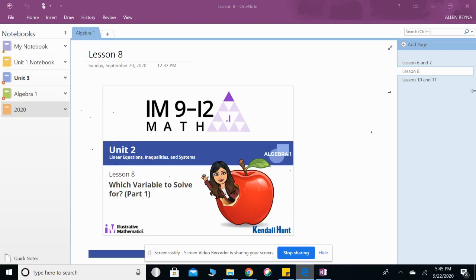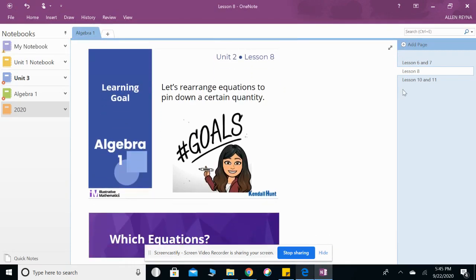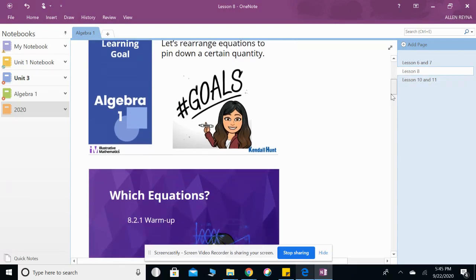All right, lesson 8, which variable to solve for? So when we're dealing with equations, we sometimes have equations that have one variable or they will have multiple variables. Our goal is to rearrange equations so that way we can solve for certain variables.